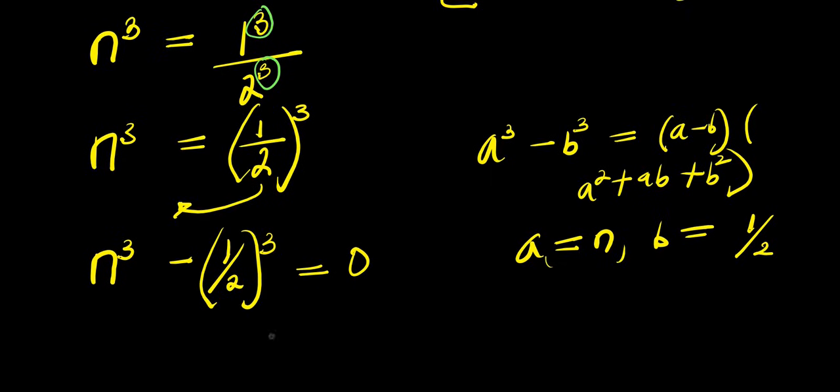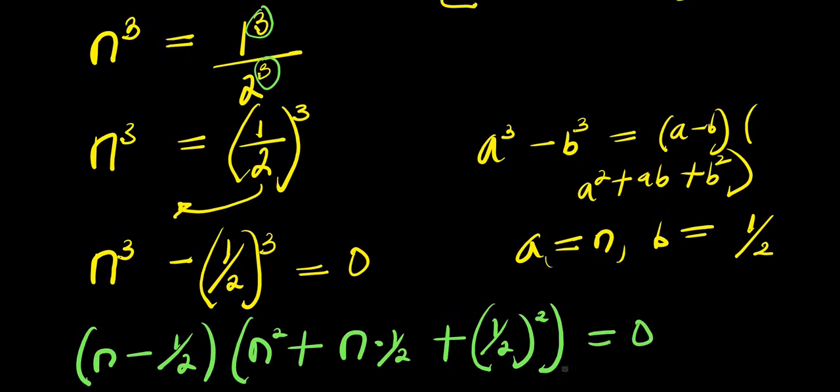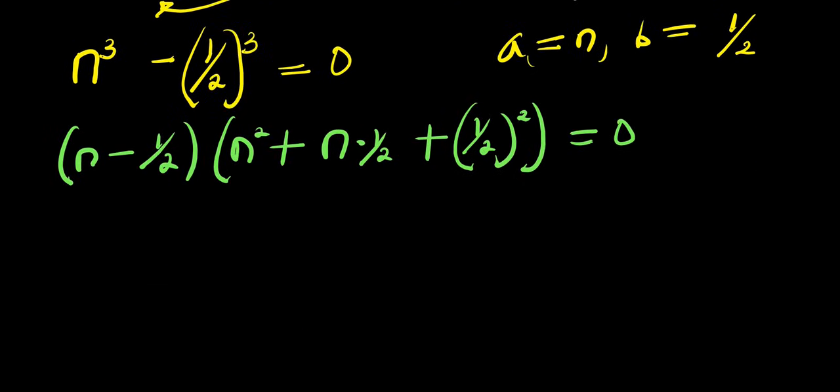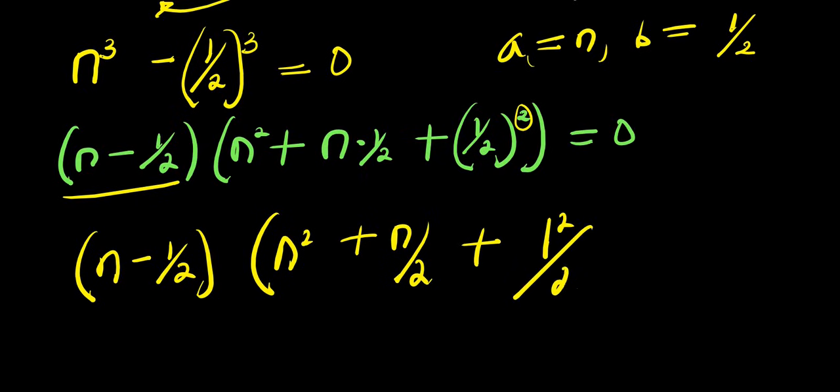So let's insert them right here. That means we have a minus b, n minus 1 over 2 times n squared plus n times 1 over 2 plus 1 over 2 power 2. And this equals 0. So you have this n minus 1 over 2 times n squared plus n times 1 over 2, that is n over 2, plus this. I distribute this exponent to each of the terms here. I have 1 power 2 times 2 power 2. And this equals 0.